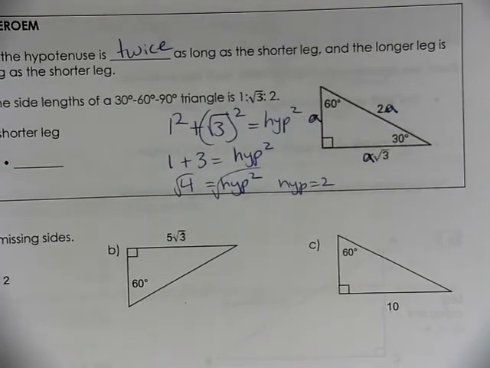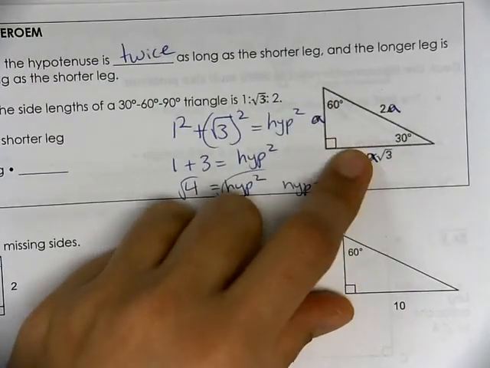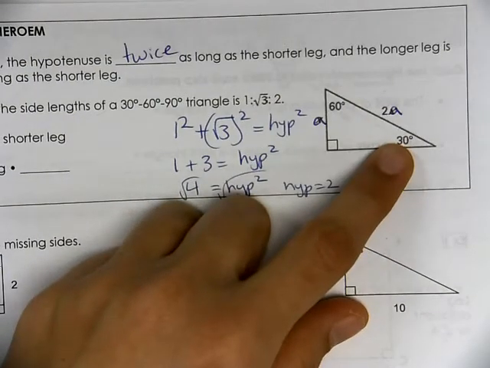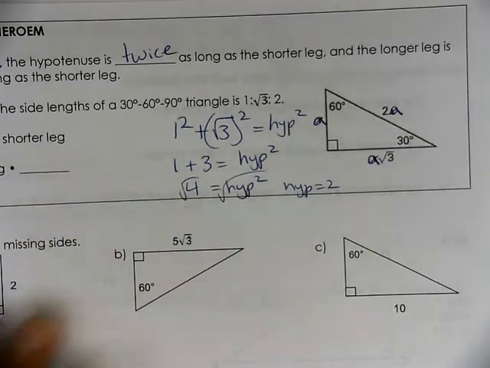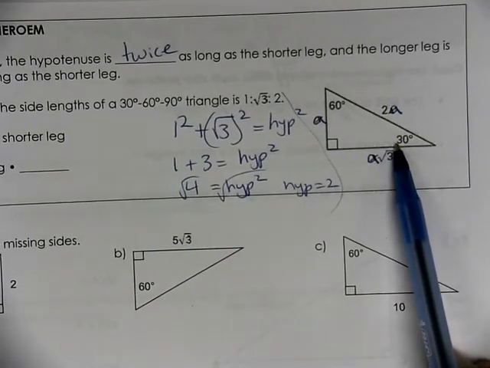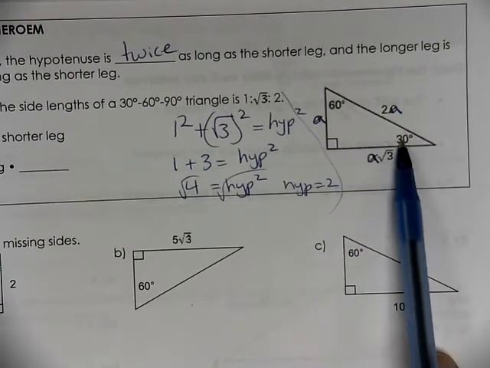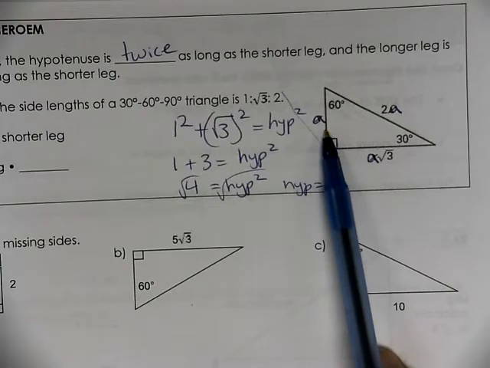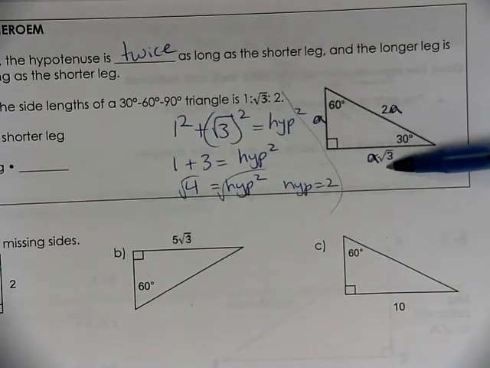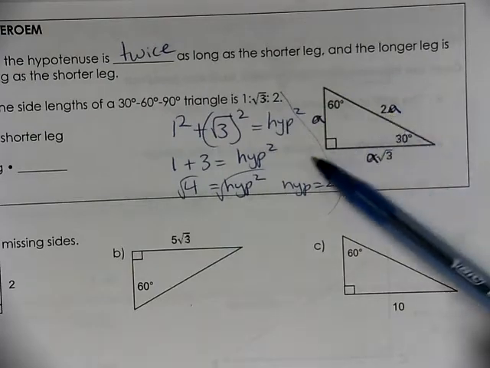So the problem is you have to realize what's the shorter leg, what's the longer leg. Obviously in some pictures it'll be obvious. This is the short leg, this is the long leg. This is always the hypotenuse. If it's not obvious, I always think the shorter leg is across from the shortest angle, the smallest angle. So the shorter leg is across from the 30 degrees. The longer leg is always across from the bigger angle, which is the 60 degrees. And then the hypotenuse is always across the 90 degree angle.